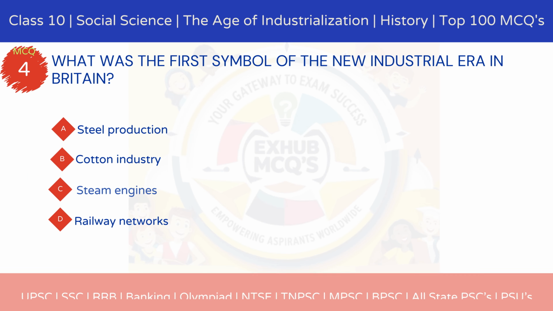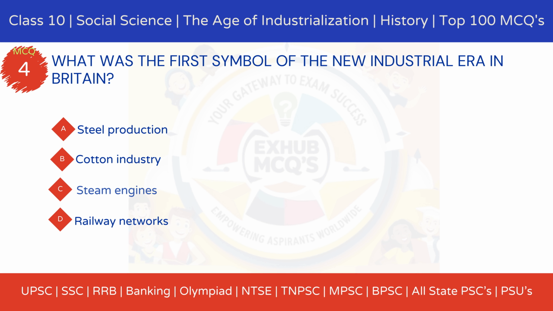MCQ 4. What was the first symbol of the new industrial era in Britain? Option A, steel production. Option B, cotton industry. Option C, steam engines. Option D, railway networks.